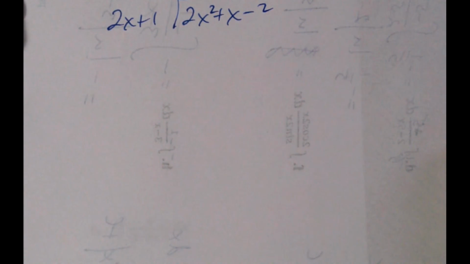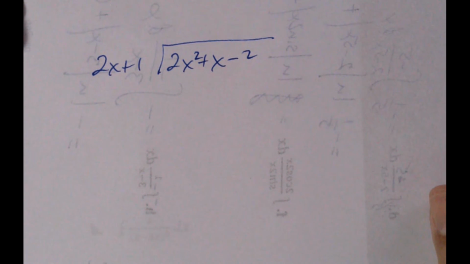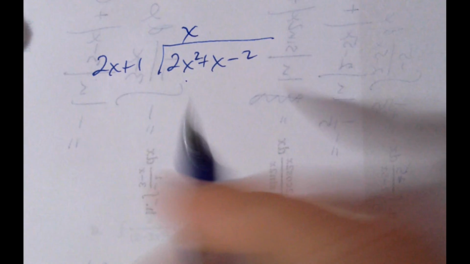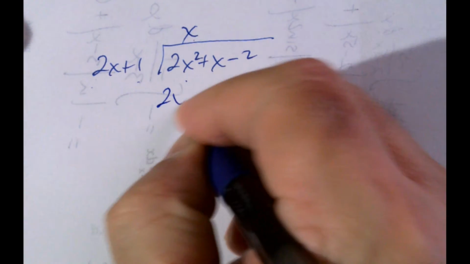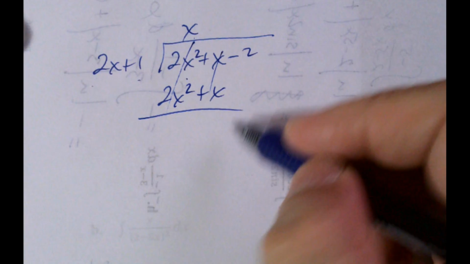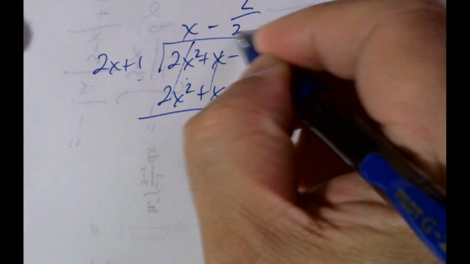All right. 2x times what is 2x squared? It only takes an x. Take that and multiply both terms by that x. So it's 2x squared plus x. Subtract. That means all of this cancels. The remainder is just minus 2. So it's minus 2 over 2x plus 1.